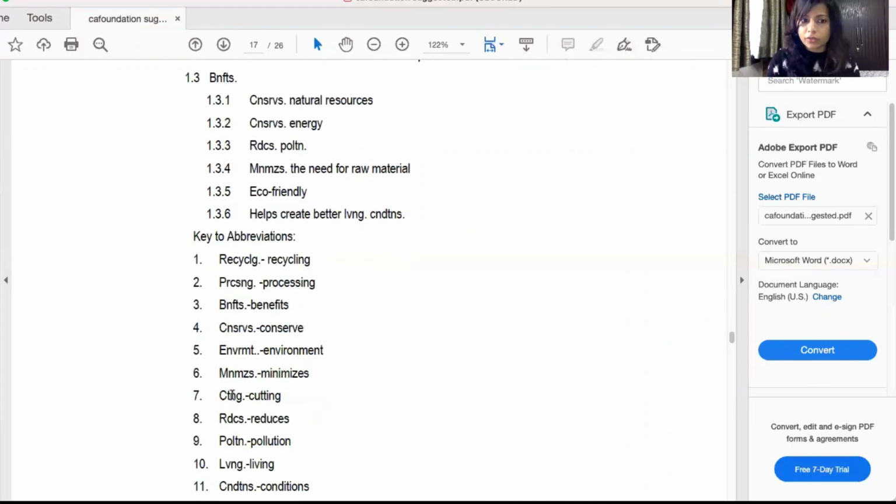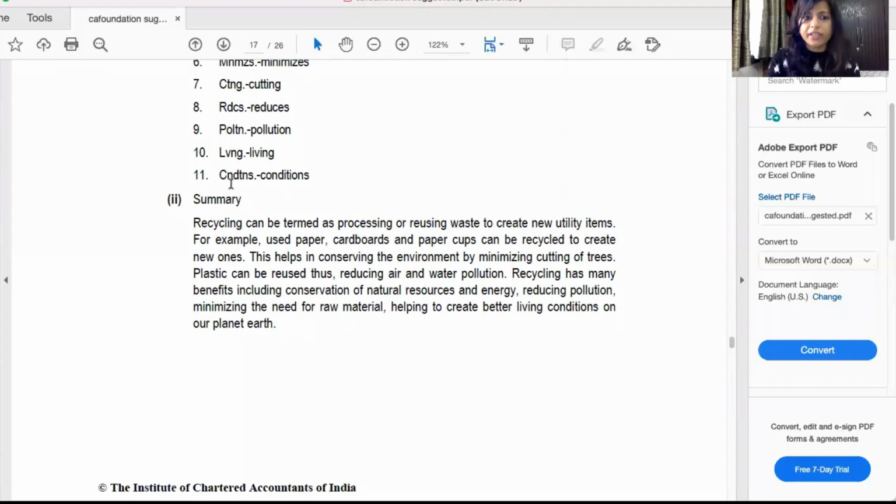So please take care of the format, and at the end you need to write the summary, which is of 2 marks. Write a simple paragraph, simple English. Be very, very specific and clear with your grammar.